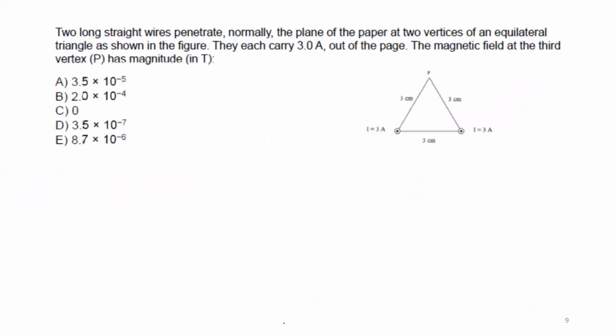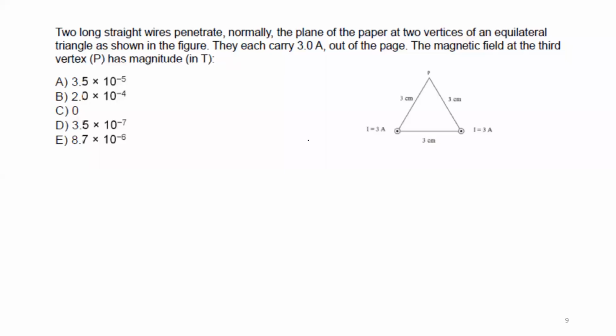Now let's solve this problem, which is extremely important. Read it very carefully. We have 2 long straight wires that penetrate normally the plane of the paper at 2 vertices of an equilateral triangle as shown in the figure. They each carry 3 amp out of the page. So the question is very simple. Find the magnetic field at the 3rd vertex, P. What is the magnetic field in magnitude? Of course, I want it in Tesla as well. Okay, great. Let's solve this problem.